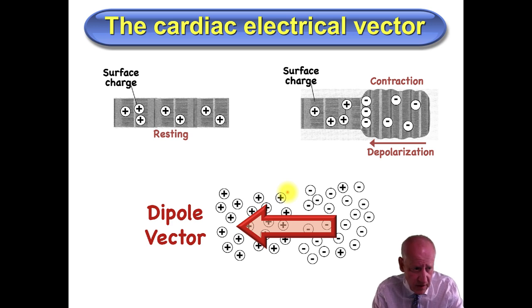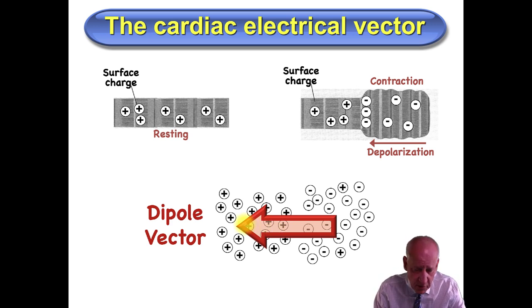And this momentary separation of charge, sometimes described as the electrical landscape of the heart surface, is called the cardiac vector or dipole vector of the heart. The vector is symbolized as an arrow whose length represents the size of the electrical dipole, and the direction always points toward the region of net surface positivity by convention.